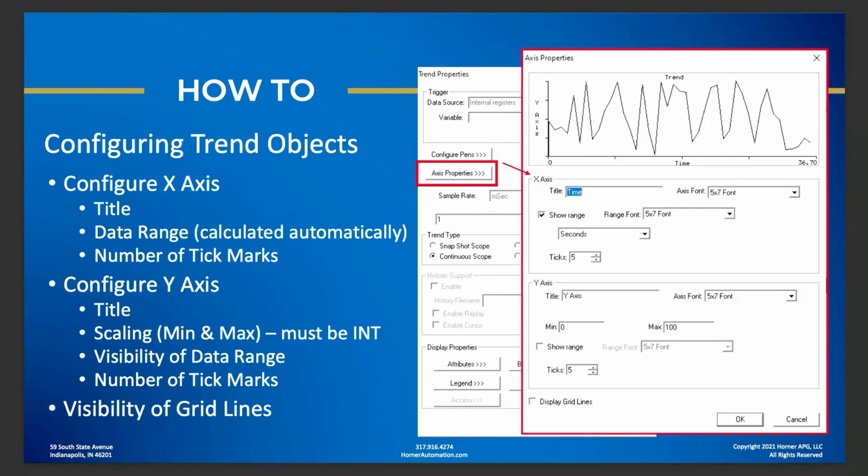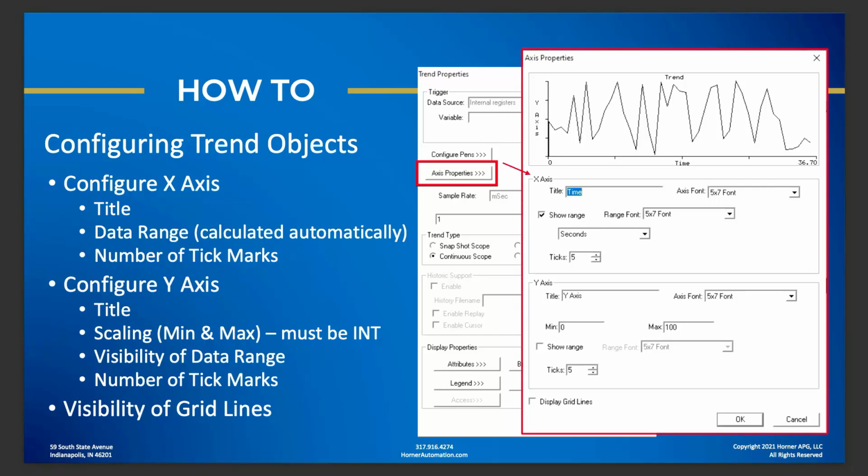All right, next we're going to do axis configuration, or we're going to configure the properties of the axis. Now for the x-axis, the things we're going to configure are the title, the data range, whether it's in seconds or minutes or hours, whatever the case may be. You're also going to configure the number of tick marks on that axis visually, so it'll look the way you want. And then, of course, you're going to configure a title for that axis if you're going to actually use that.